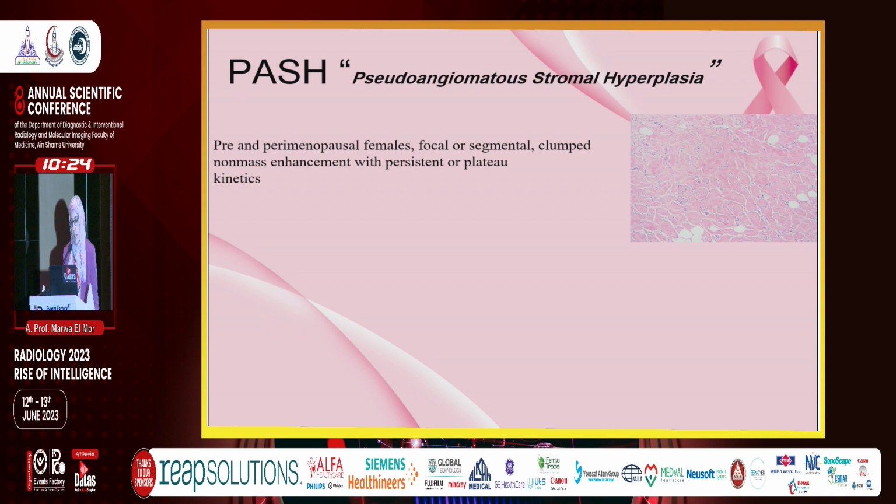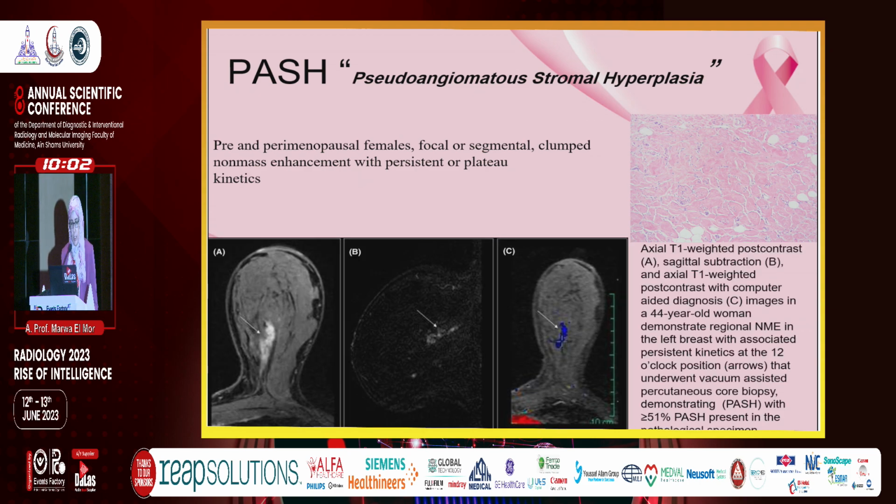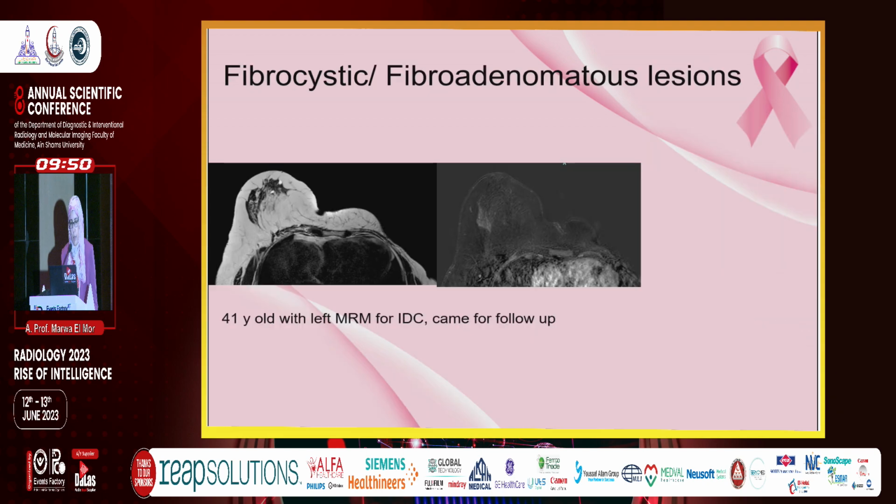PASH is a benign entity. PASH refers to pseudoangiomatous stromal hyperplasia. There are slit-like spaces resembling blood vessels. It can occur in pre- and perimenopausal females, and can present as focal or segmental clumped non-mass enhancement with persistent or plateau kinetics. We can see here a focal area of clumped enhancement, a regional area of clumped enhancement, and on biopsy it was found to be PASH.